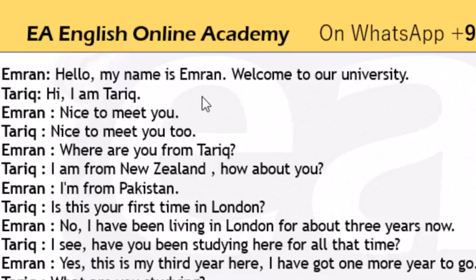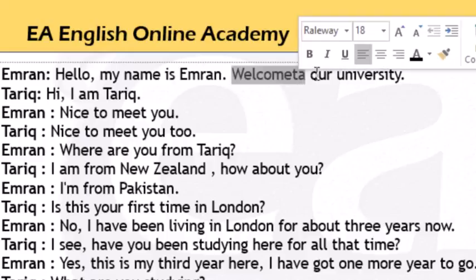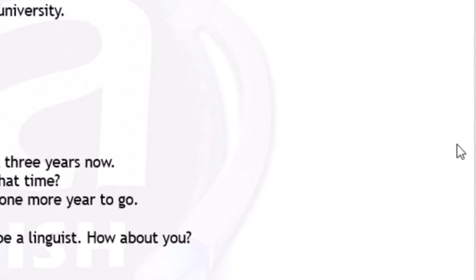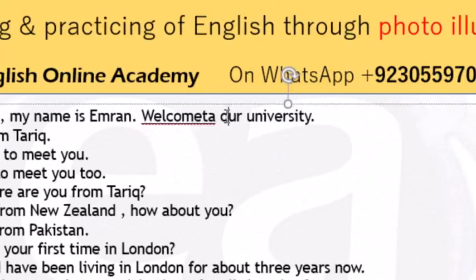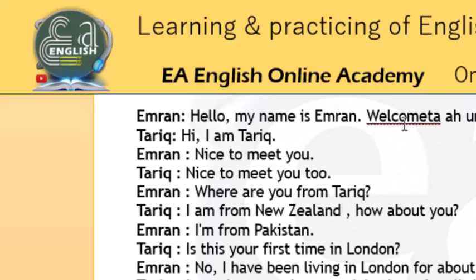Hello, my name is Emran. Welcome to our university. Here we connect welcome with the to, like this way. Instead of to, we say it ta. Welcome to. Could you say it? Welcome to our university. Yes, exactly. Welcome to our university. Right? It's clear?